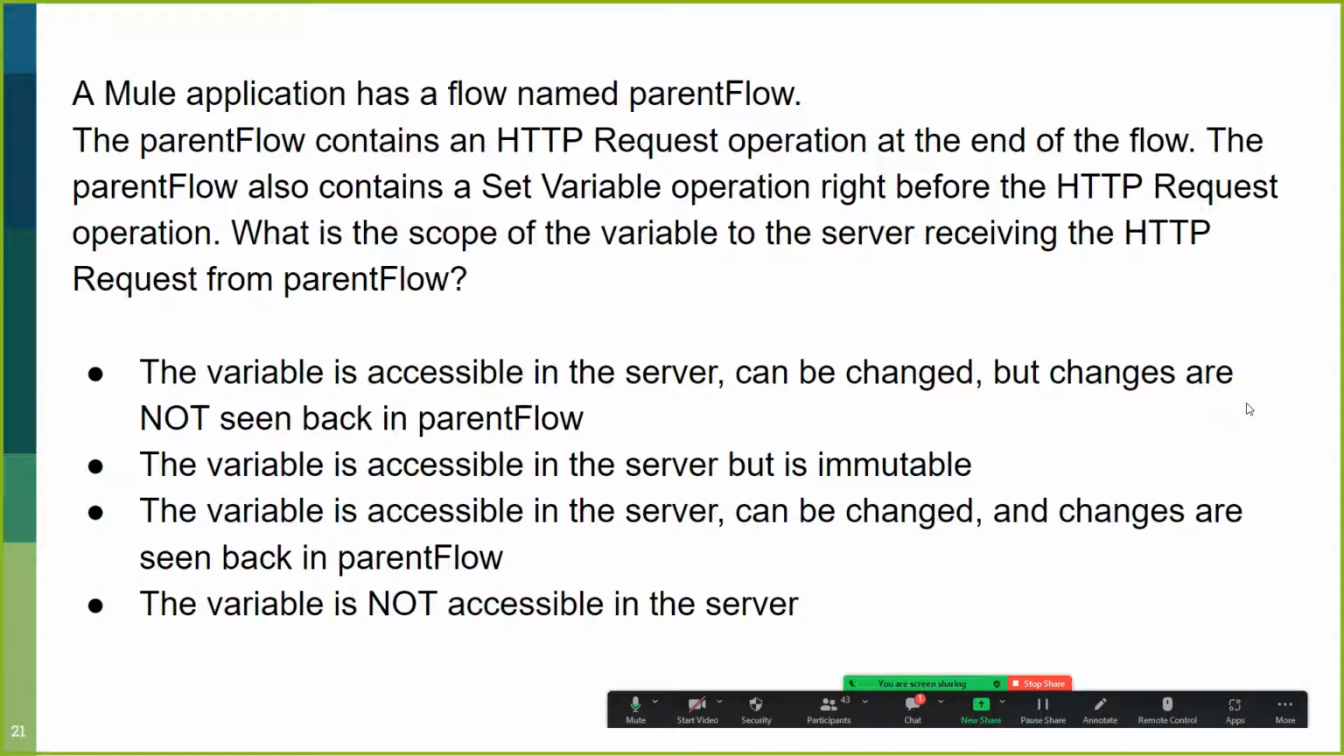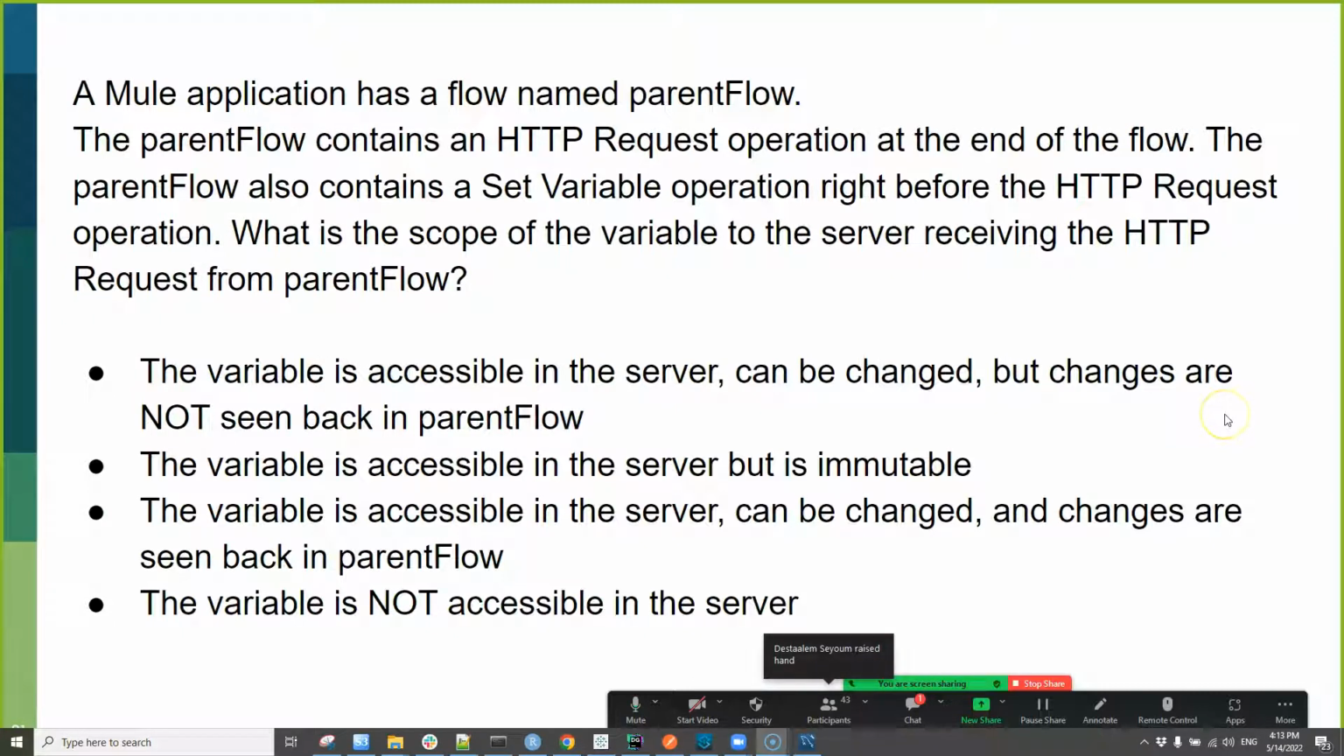What do we get here? A Mule application has a flow named parent flow. The parent flow consists of an HTTP request operation at the end of the flow. The parent flow also contains a set variable operation right before the HTTP request. So there is a variable in the calling flow. What is the scope of the variable to the server receiving the HTTP request from the parent flow? The variable is not accessible in the server, it is accessible, it is immutable, and so on. So who can answer this question?